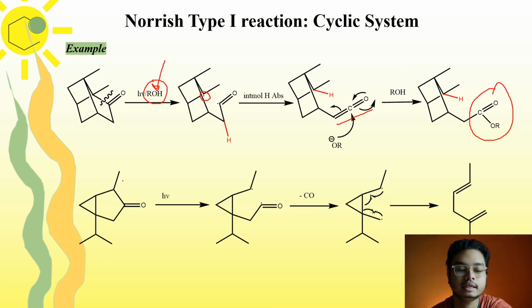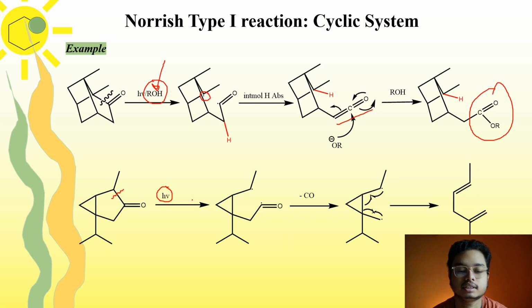Now there is another example where this is our starting material, and it undergoes a photochemical reaction. Interestingly, here no solvent is given. That means we can assume that the particular reaction is a gas phase reaction. For the gas phase reaction, I already know that, whether gas phase or solution phase, no matter, initially the alpha cleavage takes place. After the alpha cleavage, the regioselective cleavage, these two radicals are generated.